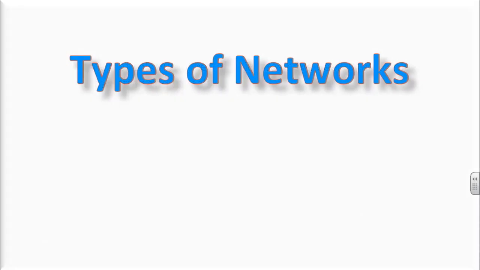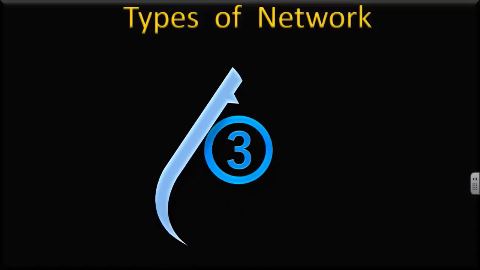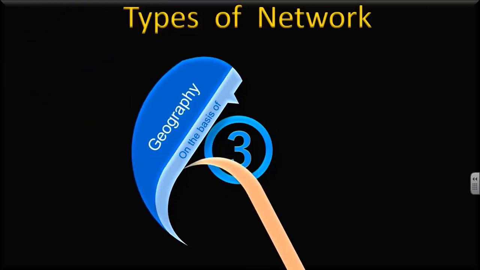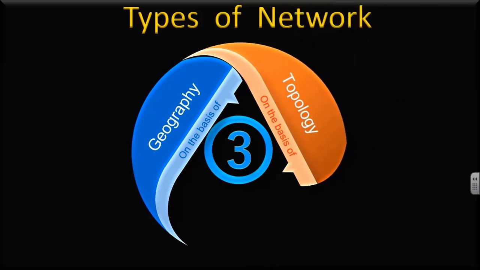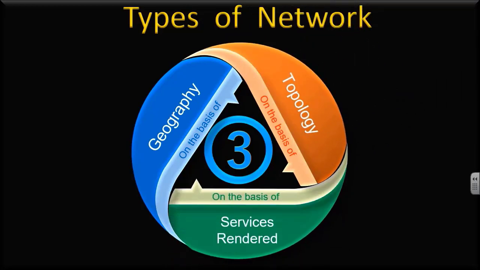Welcome to my class. In this particular class, we will talk about different types of network. We can divide all types of networks into three parts. The first one on the basis of geography. The second one on the basis of topology. The third one is on the basis of services rendered.